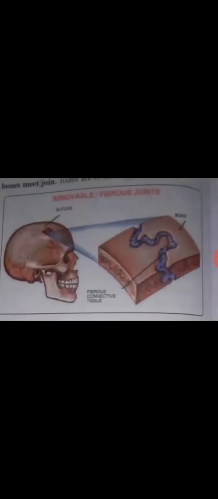Next, we come to joints and their types. It is a place where two or more bones meet. It is called a joint. Joints are of three types. Number 1, immovable or fibrous joints. They are also known as fixed joints. Bones are joined together and no movement is possible, like in skull joints, which is shown in the picture as immovable or fibrous joints.